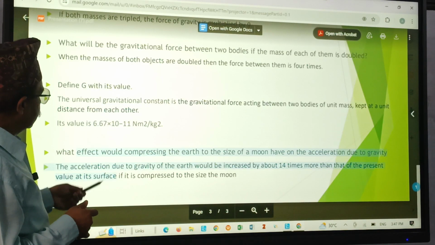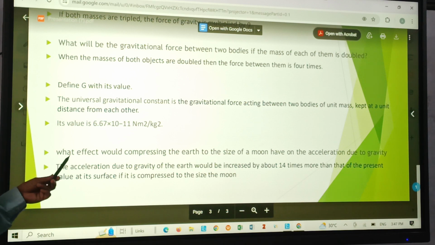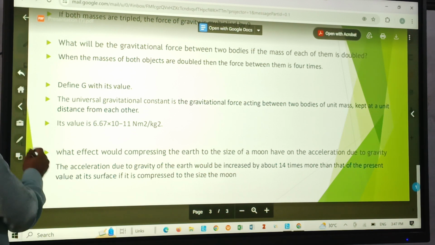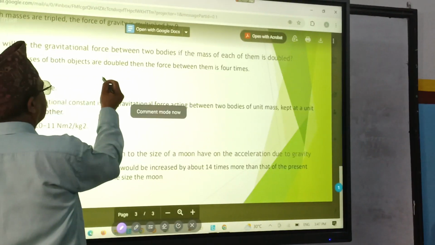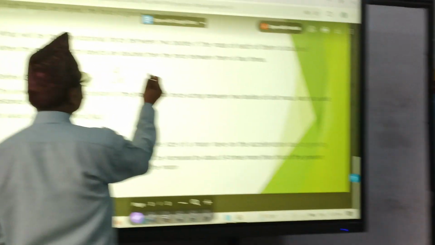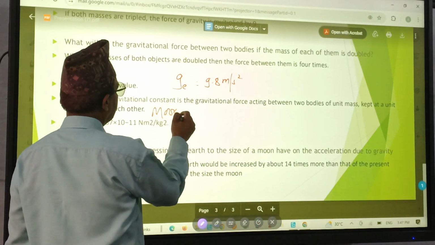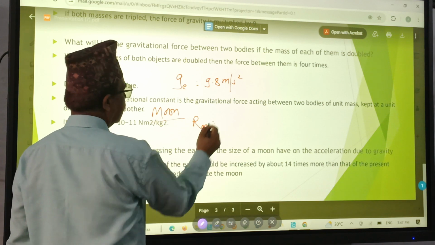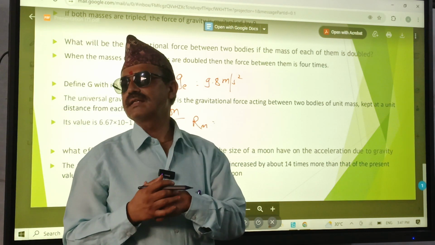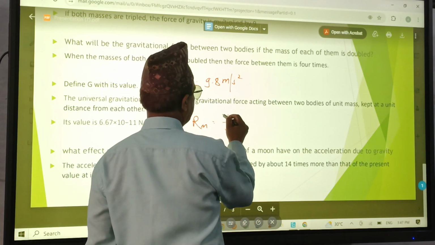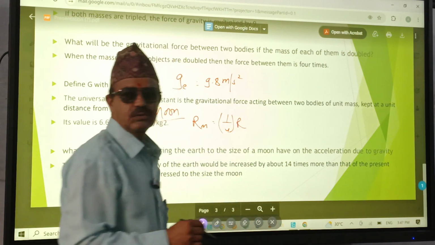And the last one I want to make the concept clear here. What is the question? What effect would compressing the Earth to the size of the moon have on the acceleration due to gravity? So here remember, what is the value of acceleration due to gravity on the Earth? g equals 9.8 meter per second square. When we compare the moon, what is the radius? The radius of the moon is 4 times less than that of the Earth. So 1 by 4 of R. Is it smaller, shorter, right?